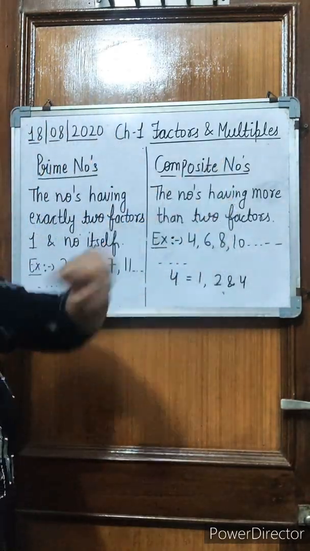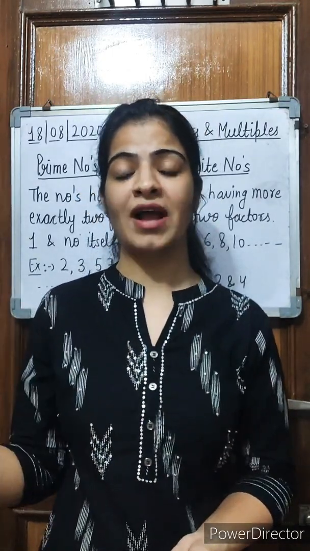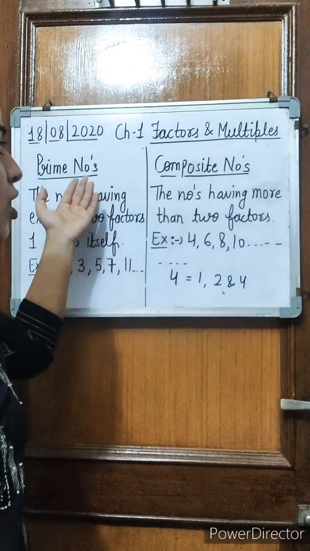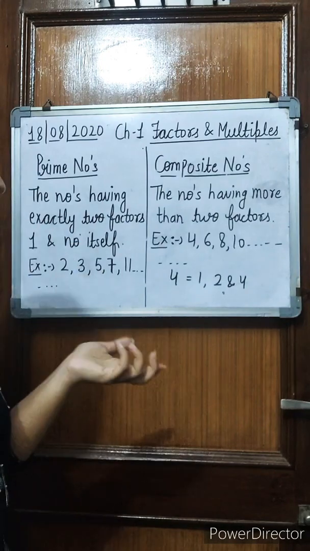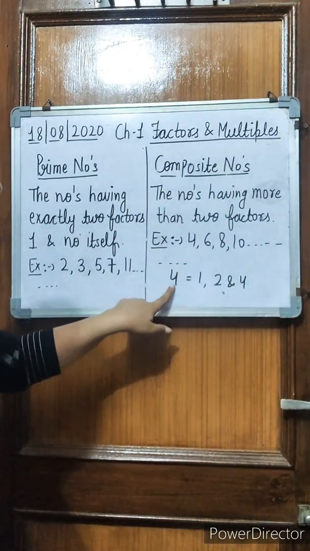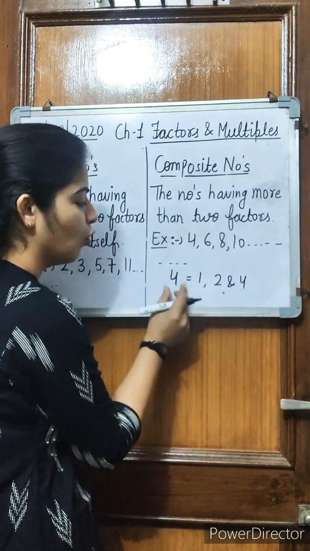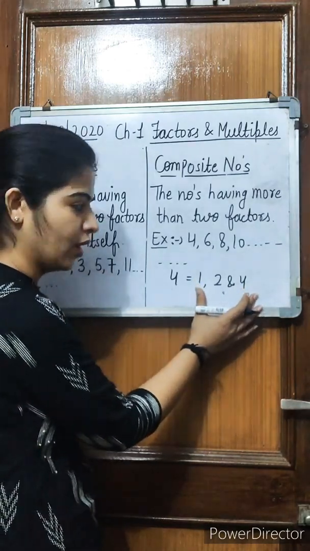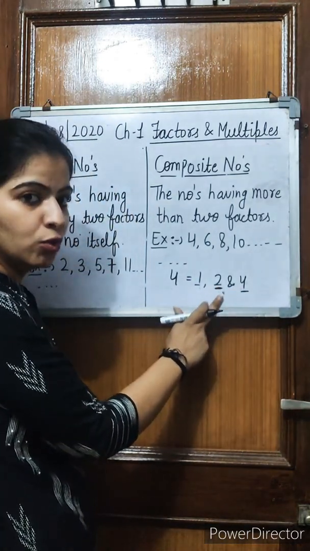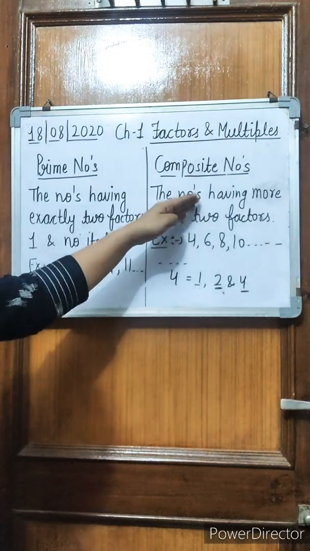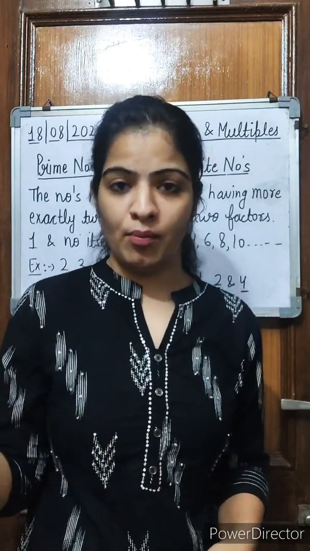Now the second one is composite numbers. What are composite numbers? Composite numbers are those numbers which are having more than two factors. This is the opposite of prime numbers. So the numbers having more than two factors are called composite numbers. Let's take an example. If we take the example of 4, the factors of 4 are 1, 2 and 4. So here we can see 4 is having more than two factors: 1 and the number itself, and one another factor also, that is 2. So in simple language we can say these numbers are divisible by some other factors also, except 1 and the number itself.